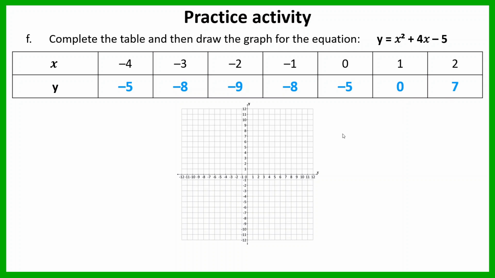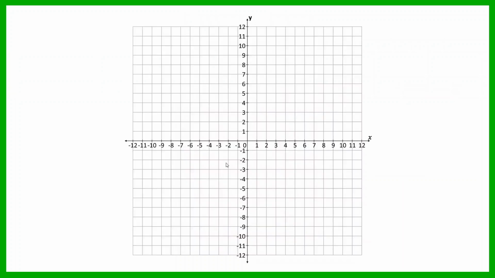Okay, so now if we go and plot those on the Cartesian plane, it should look like this. So our first point is the point negative 4, negative 5. Then we have the point negative 3, negative 8. Then negative 2, negative 9. Then negative 1, negative 8. Then 0, negative 5. The point 1, 0. And finally the point 2, 7. And when you join this up, you should get a graph that looks like this. And then we label it with the equation y equals x squared plus 4x minus 5. And that's what that graph should look like. And that's how we use tables of ordered pairs to plot points and draw graphs.